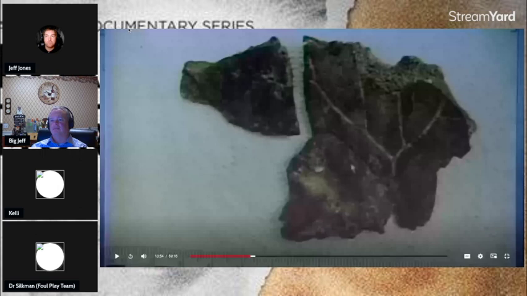So what you're actually seeing here is the inside of the skull. Do you see that tree branch-like structure there? They're actually the channels of blood vessels, right? So you're actually seeing the inside of the skull.